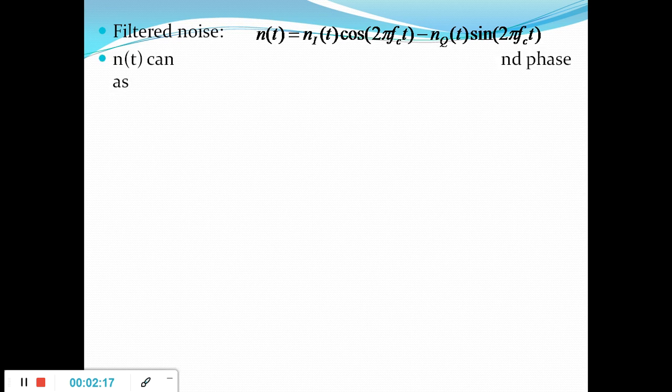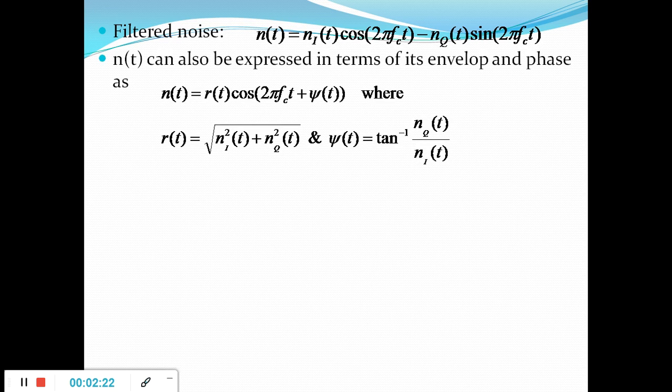Now, let us look at the noise at the output of the band pass filter. It is a narrowband noise given by the expression n(t) = ni(t) cos 2 pi fc t minus nq(t) sin 2 pi fc t. This can also be expressed in terms of the magnitude and the phase by n(t) = r(t) cos(2 pi fc t + psi(t)), where r(t) represents the magnitude of the narrowband noise and psi(t) represents the angle with respect to cos 2 pi fc t.